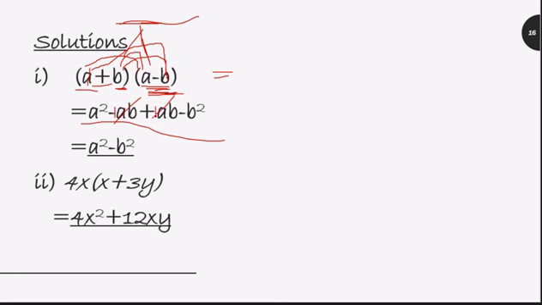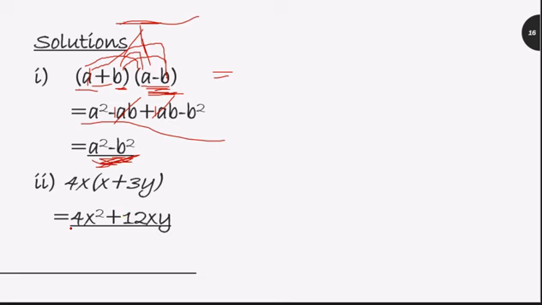The same is true here. 4x open bracket plus 3y close bracket is equal to 4x squared plus 12xy. Yes, you multiply 4x with everything in the brackets here. That is expanding. You have expanded this expression.